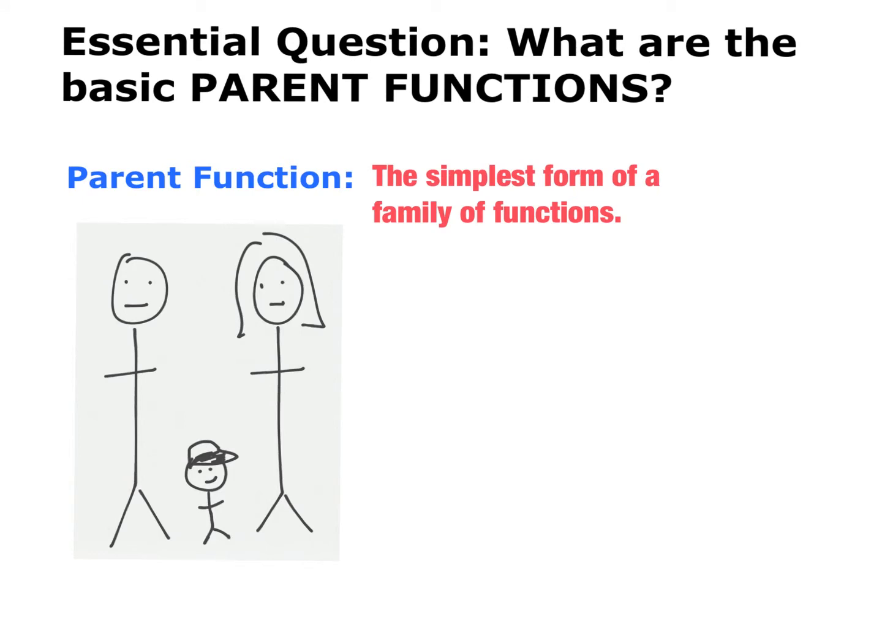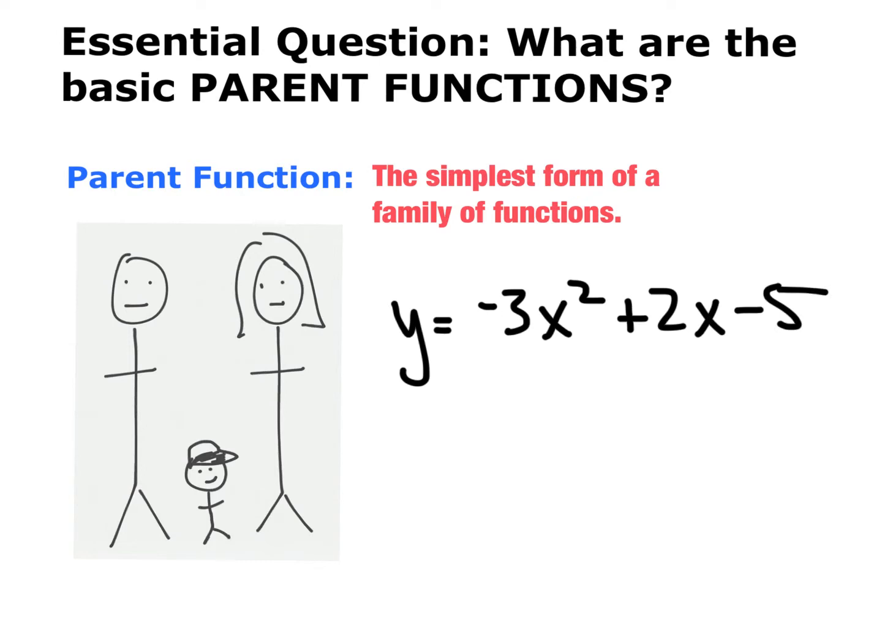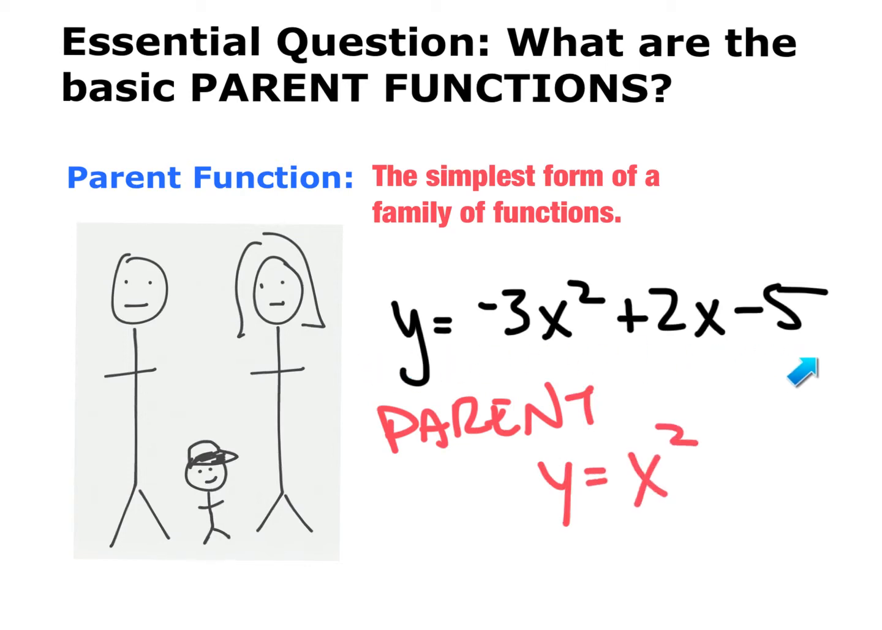Okay, so for example, if you had something like y equals negative 3x squared plus 2x minus 5, the parent of this function would just be y equals x squared, because that's the simplest form of this type of function. So like here we have a little family.